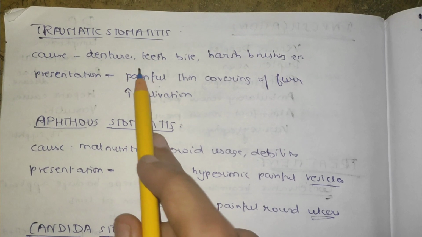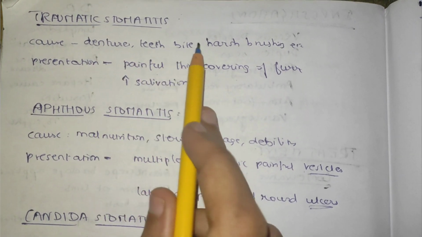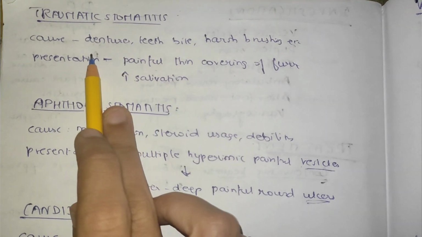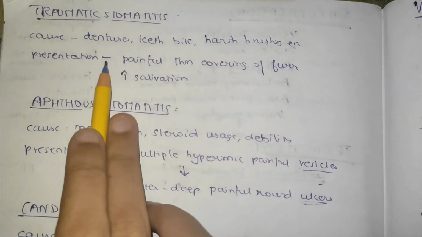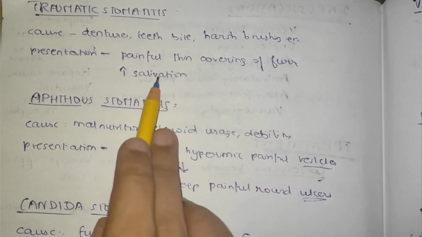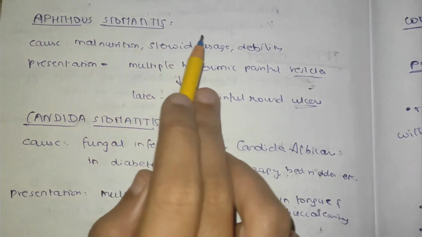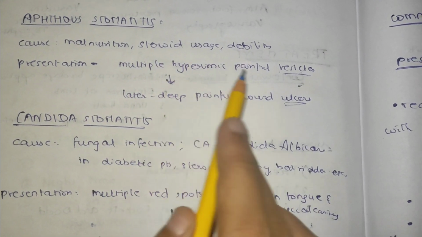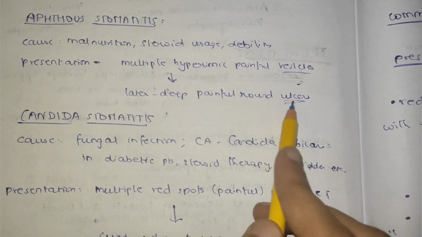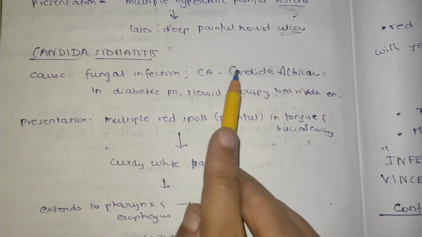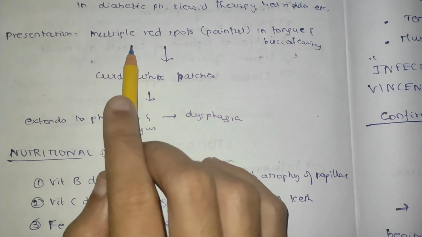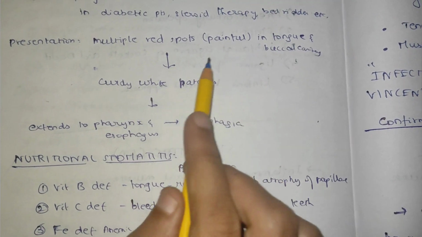So traumatic stomatitis, it is caused by injury to the oral mucosa. It is due to teeth bite, dentures, harsh brushing of the teeth, etc. and presents as painful thin covering of fur, and there is increased salivation. Aphthous stomatitis is caused due to malnutrition, steroid usage, and debility. Here, first vesicles are formed, which further develop as ulcers. Candida stomatitis is due to candida albicans, and it presents as multiple red spots in the tongue and buccal cavity.